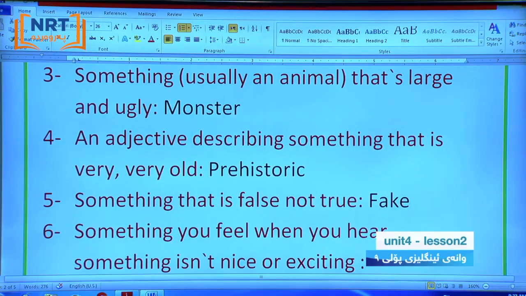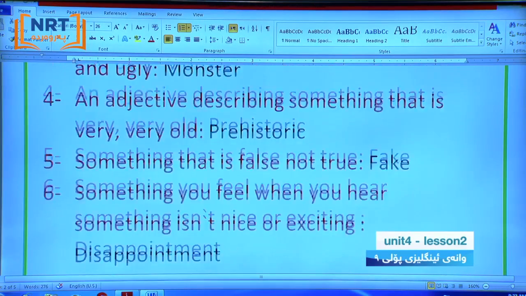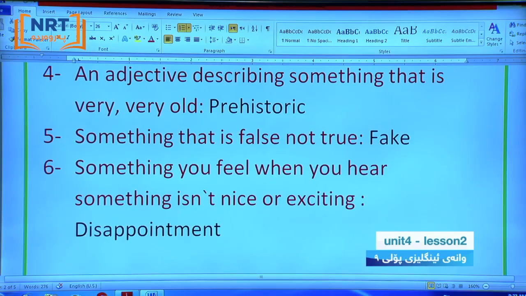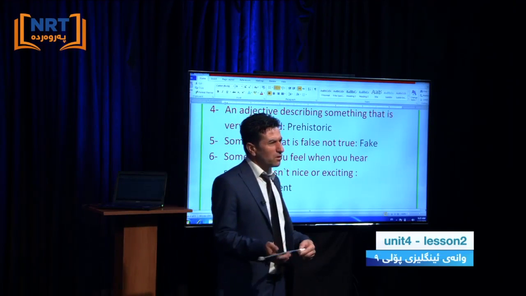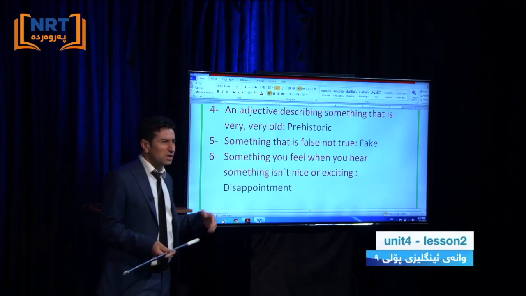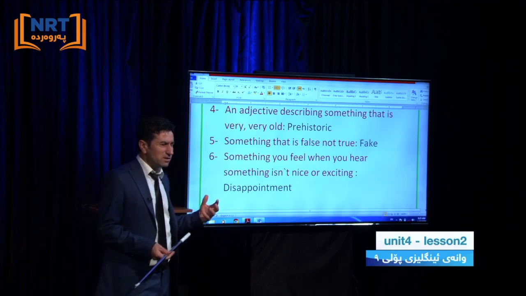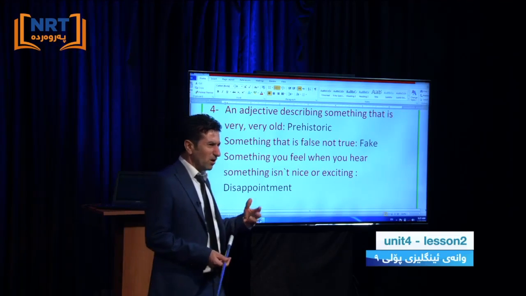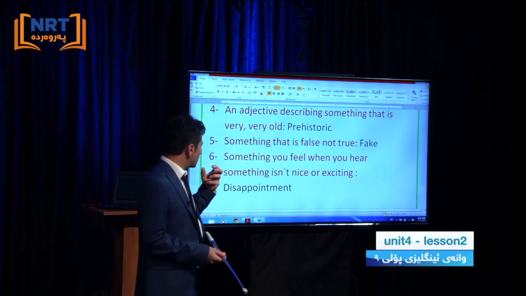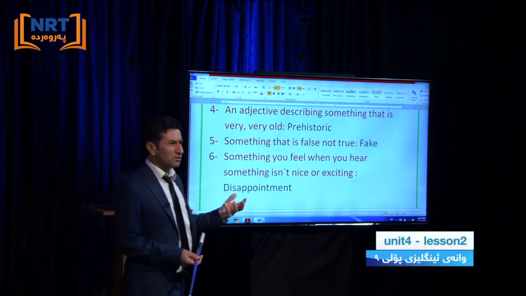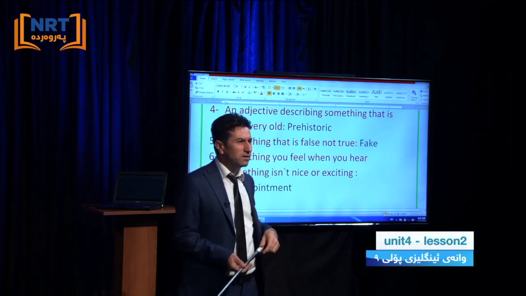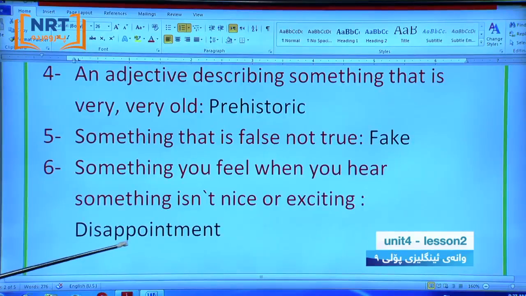And here we have another word, disappointment. Disappointment is something you feel when you hear something isn't nice or exciting. You don't like that thing. We call it disappointment. Disappointment means hopeless. You hear something, it is not nice, not exciting to you. This is disappointment.